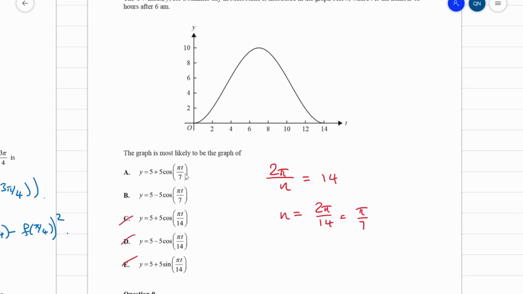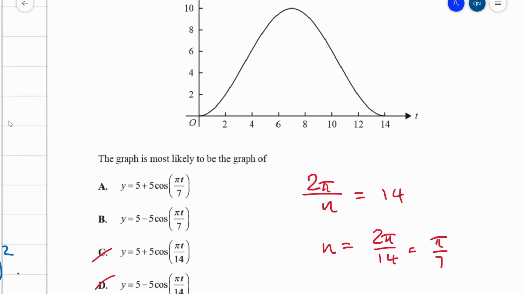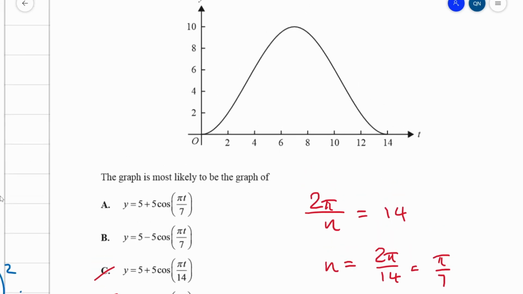So now we are left with, well, is it 5? The mean position is 5, that is correct. The question is, is it a plus 5 cos or a negative 5 cos? Well, notice at the start over here, we're starting at a local minimum. So we have to have a negative 5 cos. If you had a plus 5 cos, you're starting at a local maximum and you're just following the usual cos graph. So it's going to be B.